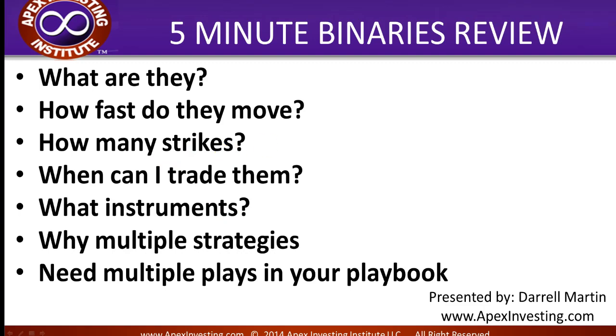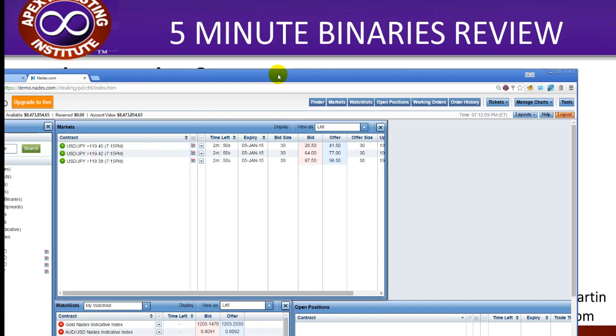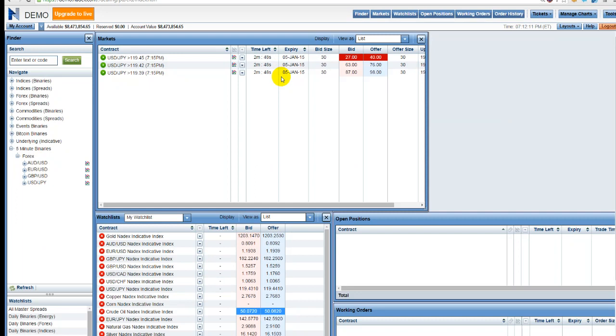So, first of all, they're a binary contract. What is a binary? The most basic definition is a true or false statement. Okay? Again, it's a true or false statement. If you look at a contract, what do I mean by that? If you held the contract till expiration, which we don't recommend, then either you're right or you're wrong. There's no in between. It's a 0 or a 1.